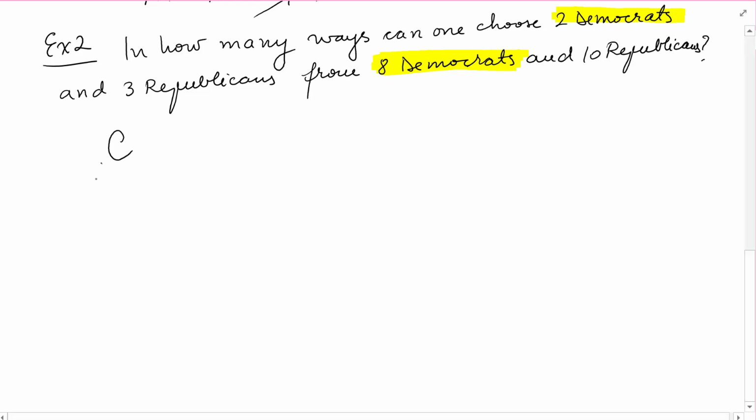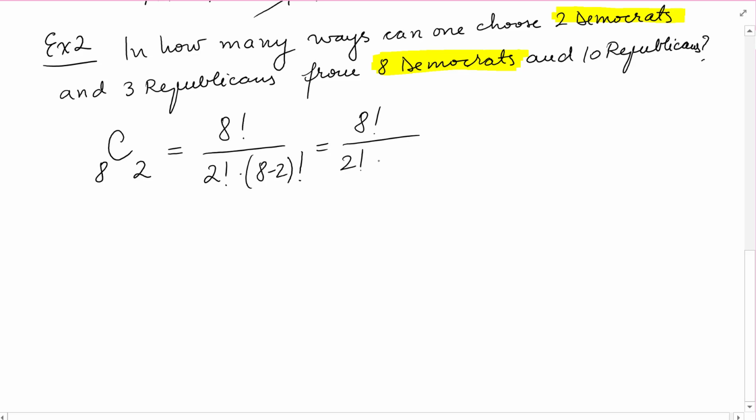So we say the combination of 8 taken 2 times equals, using the formula, 8 factorial over 2 factorial times (8 minus 2) factorial. Doing the math, we get 8 factorial over 2 factorial times 6 factorial. I'm going to write 8 factorial in terms of 6 factorial: 6 factorial times 7 times 8. 2 factorial is 1 times 2, and I keep 6 factorial. This cancels, and we get 56 over 2, which is 28.